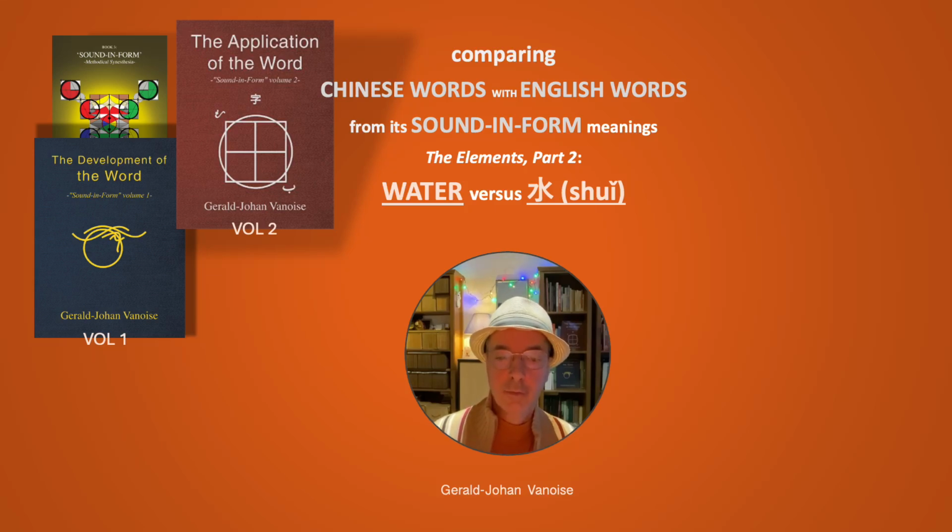This is part 2 of a small series on some of the elements in English versions and in Chinese versions, and let's compare them as to how they are built up from sounds, and from characters in the Chinese script, and what they mean and what they present, and how they build up, especially from the letter positions as meaningful positions in time and space. There's a theory for it.